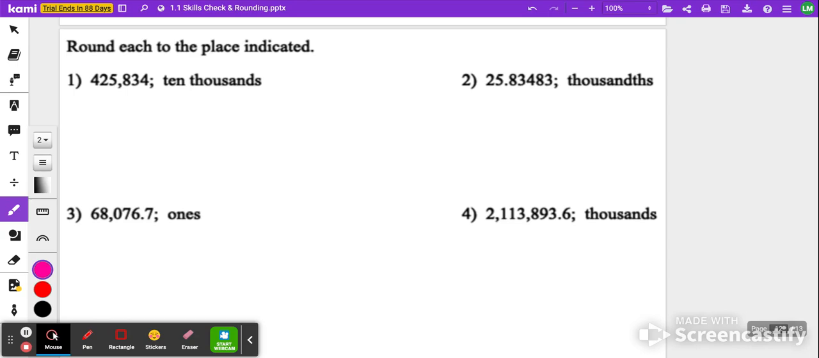But what we're going to do is we're going to round to each place indicated. This first one says we want to round to the 10,000s place. Now, just a rule with rounding. 0 to 4 is you're just going to be staying the same. So stay, and your teacher might have added a little rhyme. But then 5 through 9, you're going to go up.